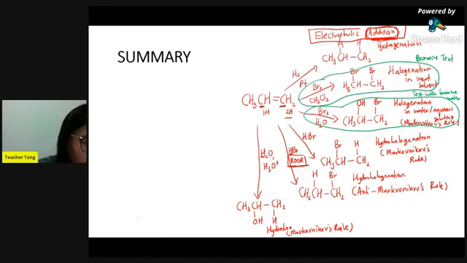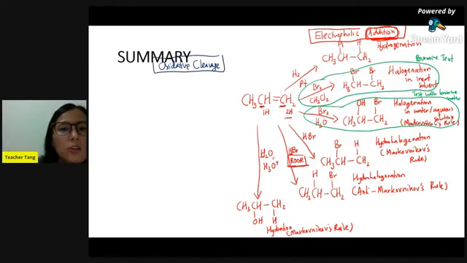And then beside electrophilic addition, tonight we also saw that our alkene can undergo another type of reaction, which is called oxidative cleavage. For oxidative cleavage, we can use two types of reagent. The first one is ozone, two-step: ozone, then zinc and water.